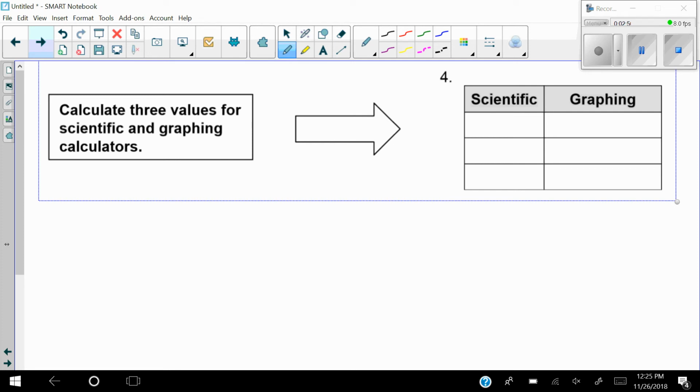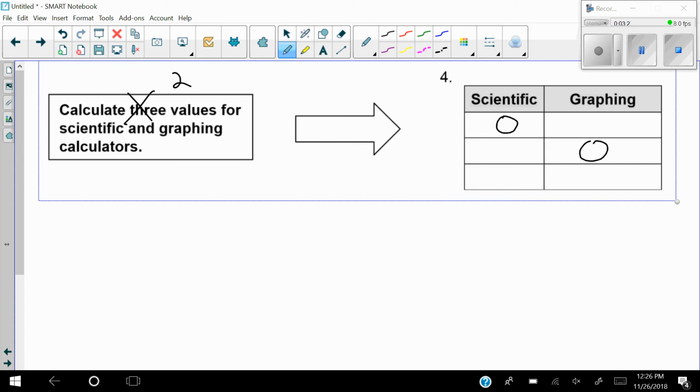All right, now it wants to calculate three values. I'm only going to do two because you really only need 2 points in order to make a graph. So we're going to go ahead and just do those two. The easiest ones to do would be 0. What if you had 0 scientific calculators? How many graphing would you need? And if you had 0 graphing, how many scientific calculators would you need?